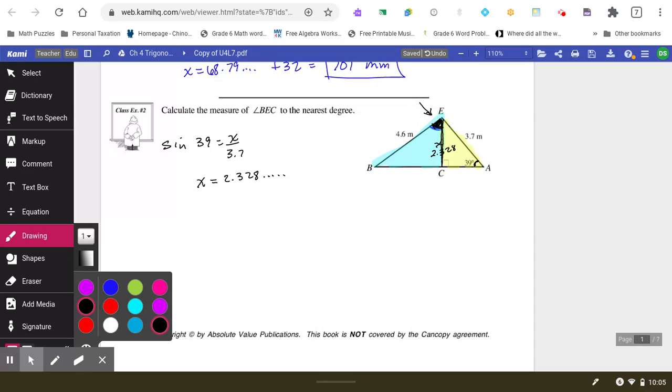So I'm going to go adjacent and hypotenuse, which is cosine. Cosine of angle E is the adjacent, whatever you have in your calculator, divided by 4.6. This will require you to go second function cosine to get E. And when you're done, to the nearest degree, angle E is 60 degrees. Two steps. Go from what you know to what you don't know.